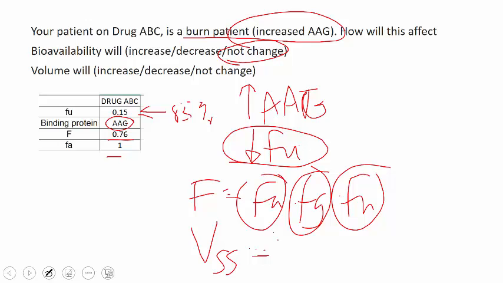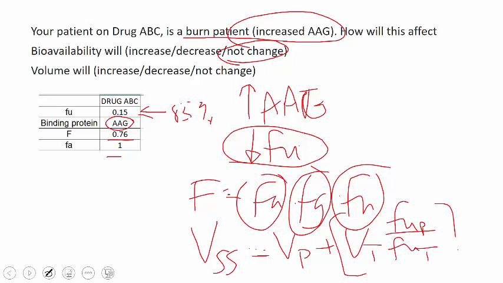Well, VSS is equal to VP plus VT times the fraction unbound in plasma over the fraction unbound in tissue. So what's happened here? We've had a decrease in our fraction unbound in plasma. If I don't have a P or T here, it's a P. I'm just lazy. And we use the fraction unbound in plasma a lot more. So we're decreasing fraction unbound in plasma, which will decrease this whole thing, won't it? So we're going to see a decrease in our volume.